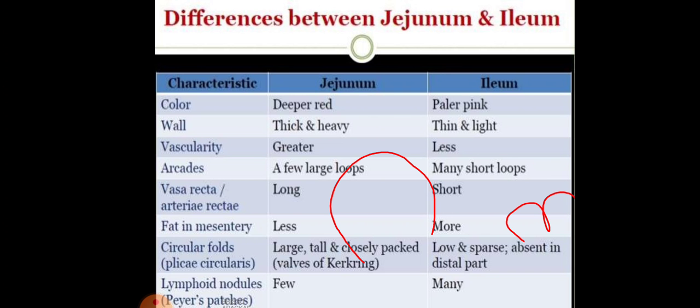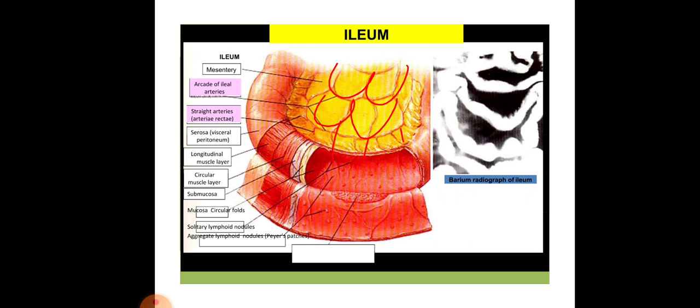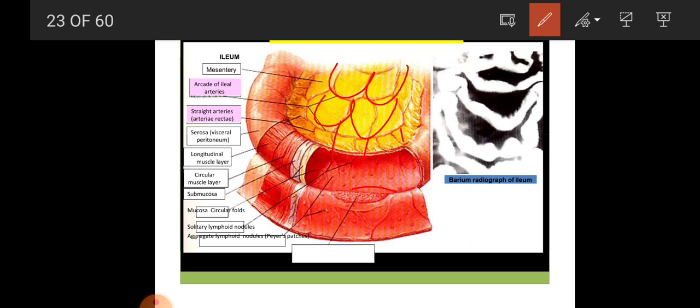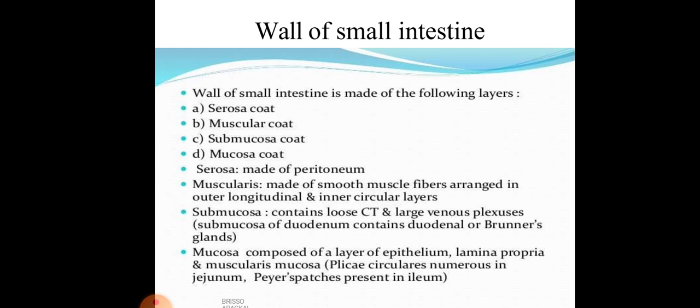Then we have the lymphoid follicles, that is your Peyer's patches. These are very few in case of jejunum and very many in case of ileum. So here we cannot see any Peyer's patch and there we can see the Peyer's patch. This is the lymphoid follicle, the Peyer's patch, which is found in case of ileum. So these are the differences between the jejunum and ileum.